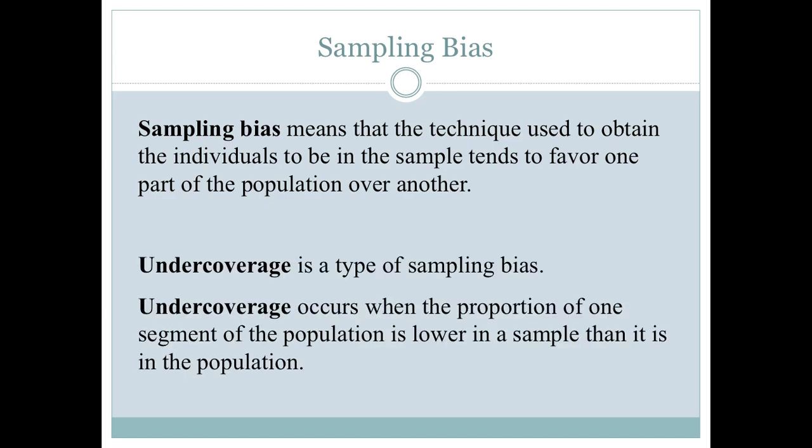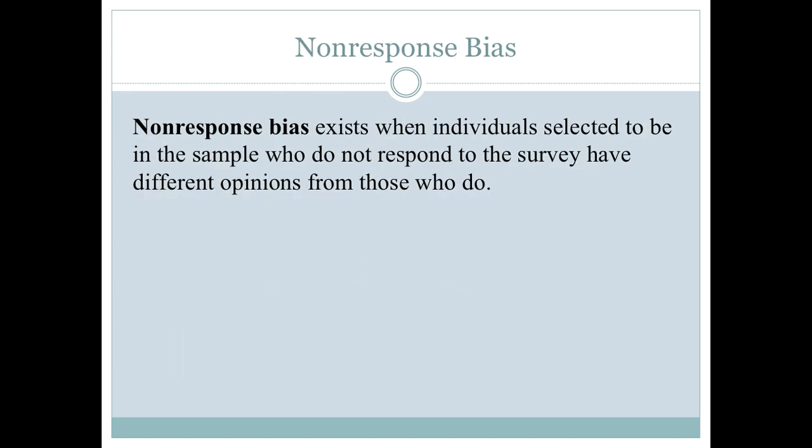Undercoverage is a type of sampling bias, and undercoverage occurs when the proportion of one segment of the population is lower in a sample than it is in the population. So basically, we didn't take a large enough proportion of people from some specific group.